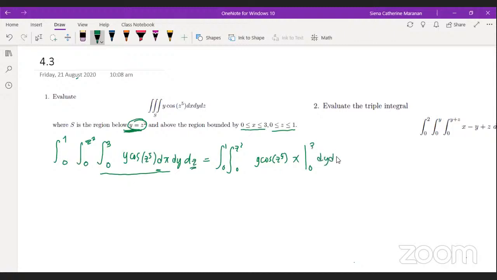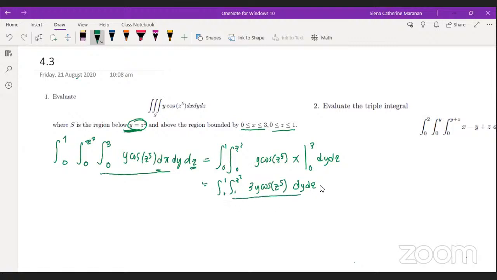dy dz. Okay, and then simplify lang natin ito. So we will have from 0 to 1, z squared. We substitute, so we will get 3y cosine z raised to 5. Ito mag-0 lang, so mag-0 lang yung buong term kapag sinubstitute natin to. So wag na natin isulat. Okay, and then we have dy dz. Tapos na tayo dun sa isa.